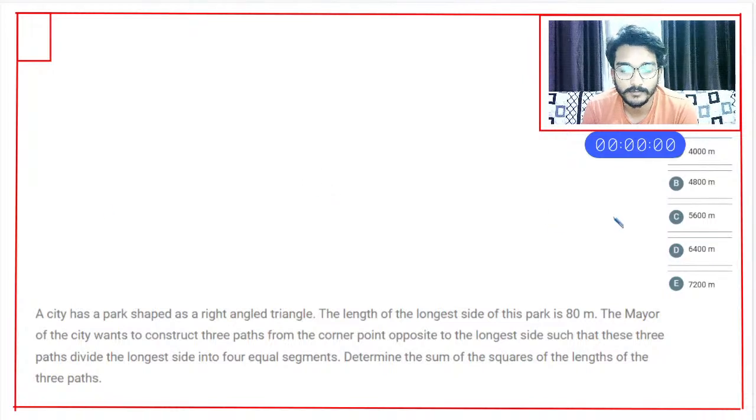Yep, a good question. You can start. A city has a park shaped as a right angle triangle. The length of the longest side of the park is 80. The mayor of the city wants to construct 3 paths from the corner point opposite to the longest side, such that these 3 paths divide the longest side into 4 equal segments. Determine the sum of the squares of the lengths of the 3 paths.